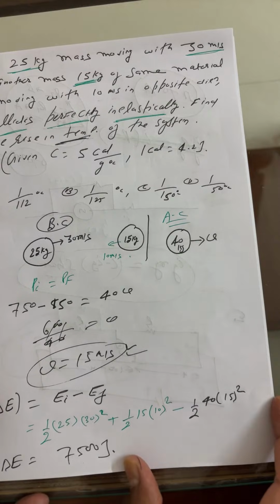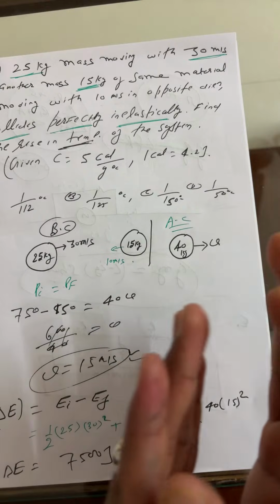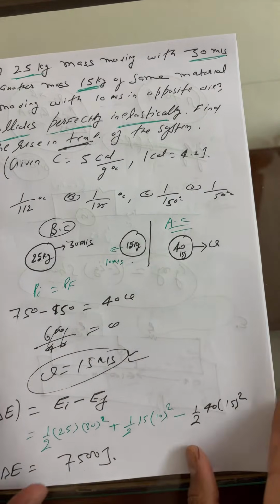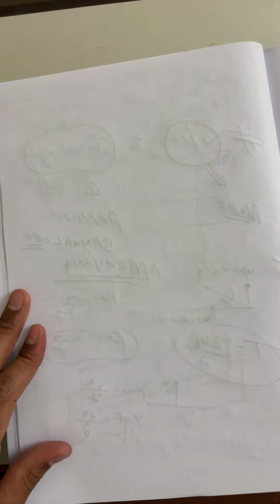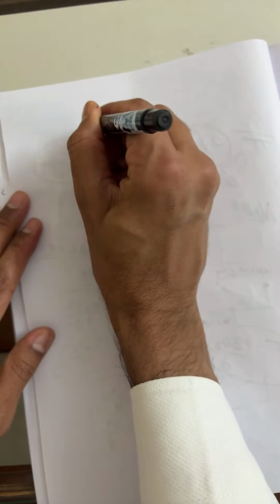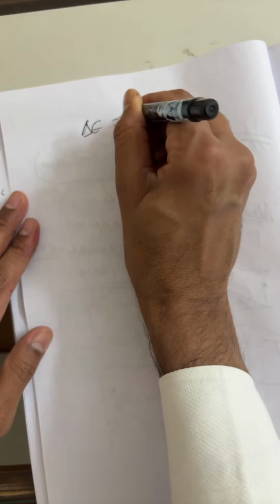This is the condition. This energy we got, the loss of energy, has gone into heat. Then we have to find the rising temperature. For that, you can apply delta E equals m s delta T.